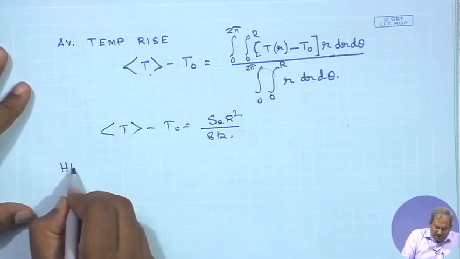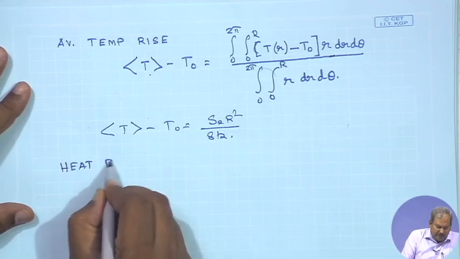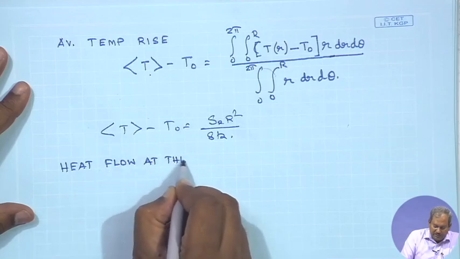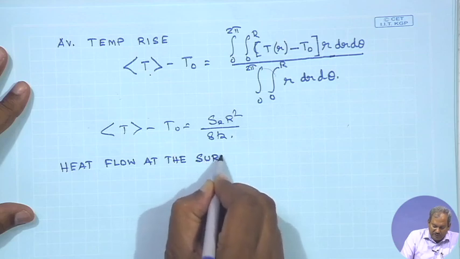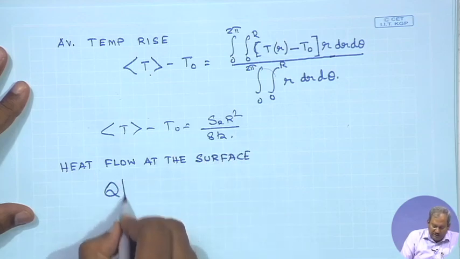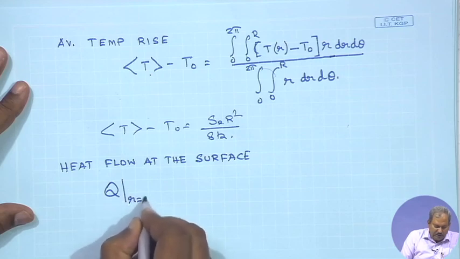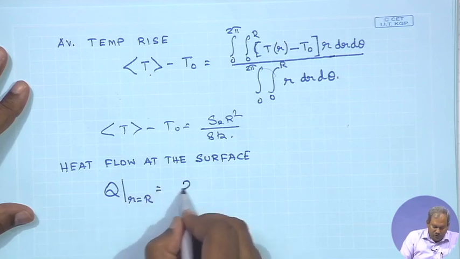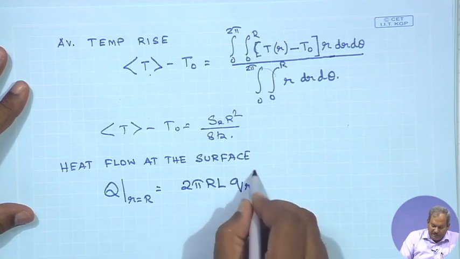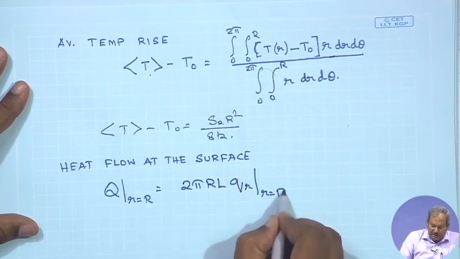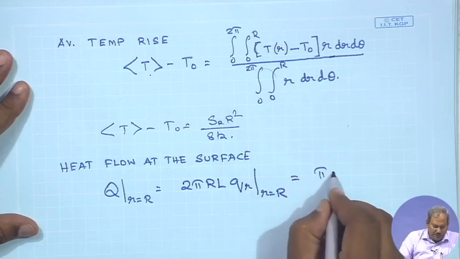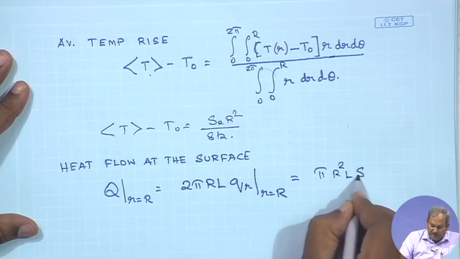And the last part that remains is what is the heat flow at the outer surface. The heat flow at the outer surface, if I denote it as Q at r equals capital R, should be equal to the area, which is 2 pi R L, multiplied by the heat flux evaluated at r equals capital R, which when you do it, would turn out to be pi R square L times S_e.